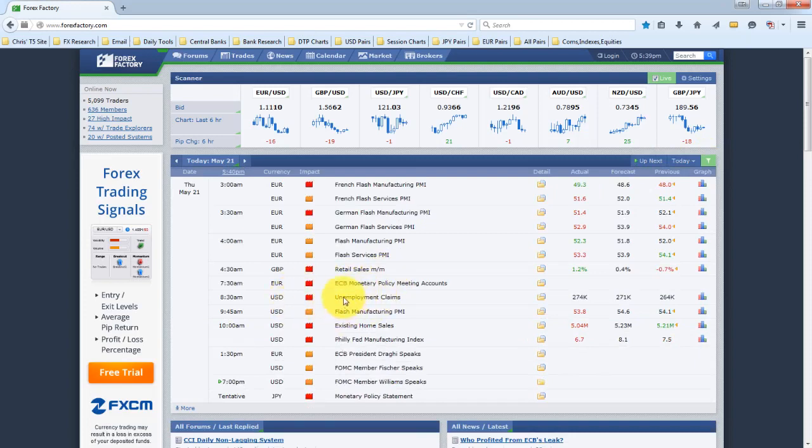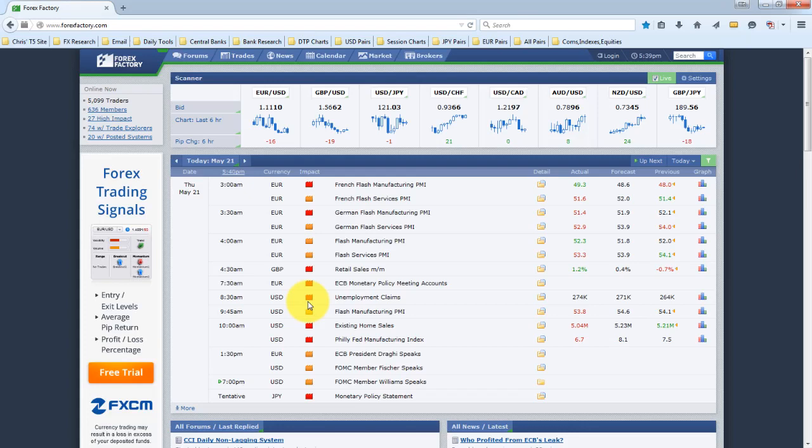Okay, so I know if I'm trading around 8:30 Eastern time, that I have the unemployment claims coming out of the U.S. So if I'm trading on an intraday level, if I'm trading 5-minute or 15-minute charts, I don't want to enter right when this data release is coming out.